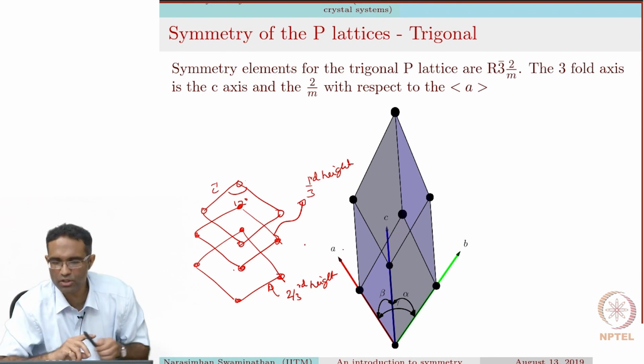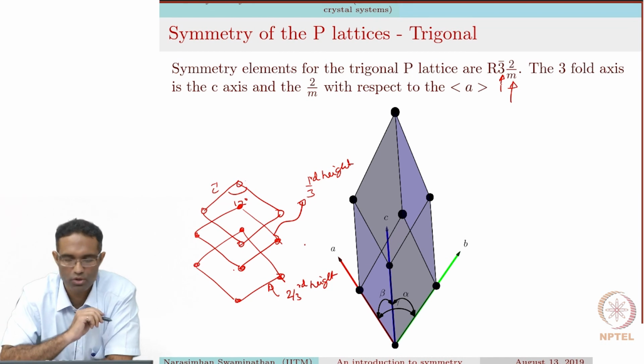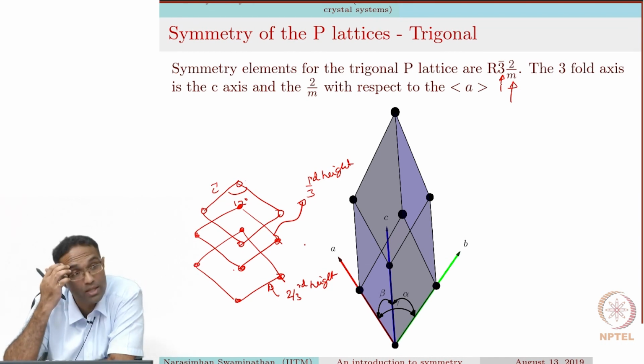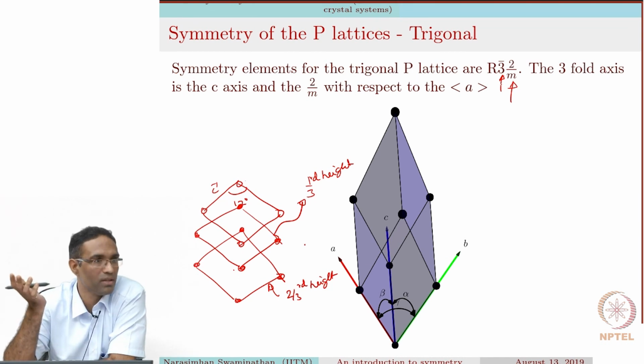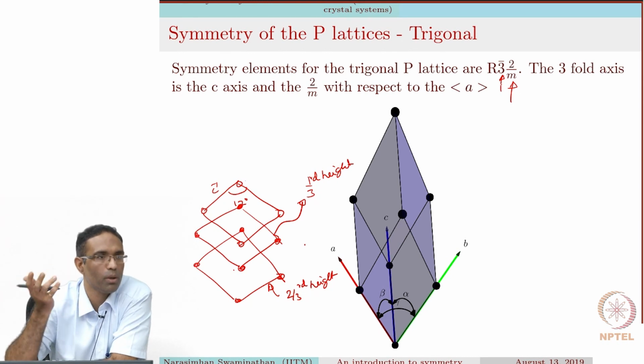So, the presence of the 3 bar and the 2/m should indicate to you that this is associated with the trigonal or the rhombohedral structure, for which you will appropriately use the unit cells.